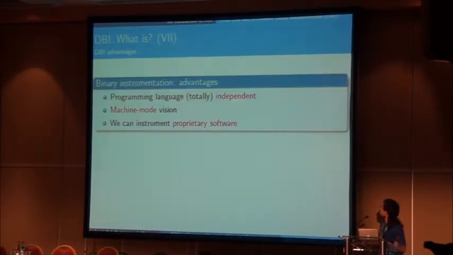So what are the main advantages of having binary instrumentation? Well, we are totally independent of the programming language of the binary. It doesn't matter if it was compiled with Visual Basic or C++ or whatever. We have a machine mode vision. This could be an advantage or a disadvantage. It depends on whether you speak assembly or not. And we can instrument any kind of software. I mean, your own software or proprietary software.